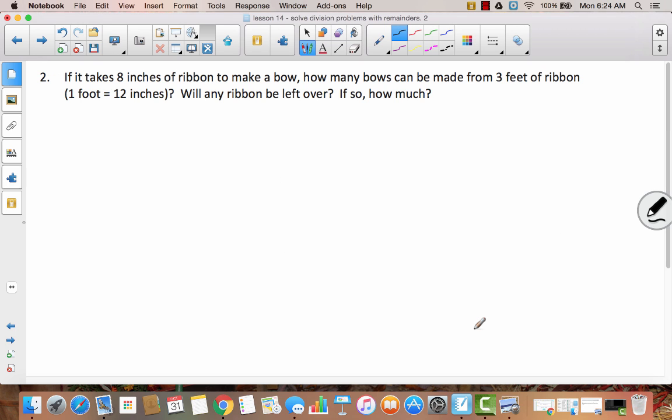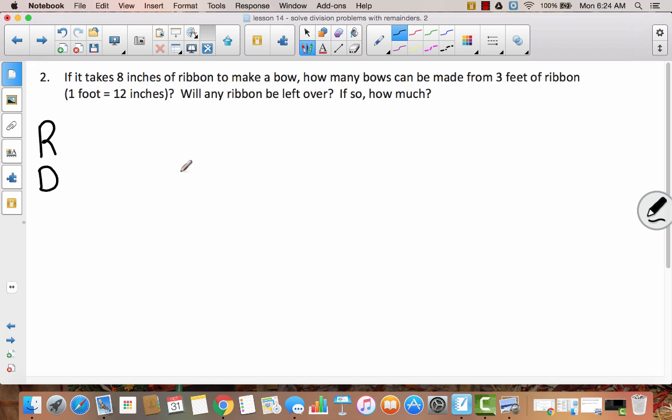If it takes 8 inches of ribbon to make a bow, how many bows can be made from 3 feet of ribbon if 1 foot equals 12 inches? Will any ribbon be left over? If so, how much? All right, so we read the problem now. You'll notice that most of the time when we read the problem, we have to go back and read it again whenever we get ready to draw. So let's think about what's happening here, okay?